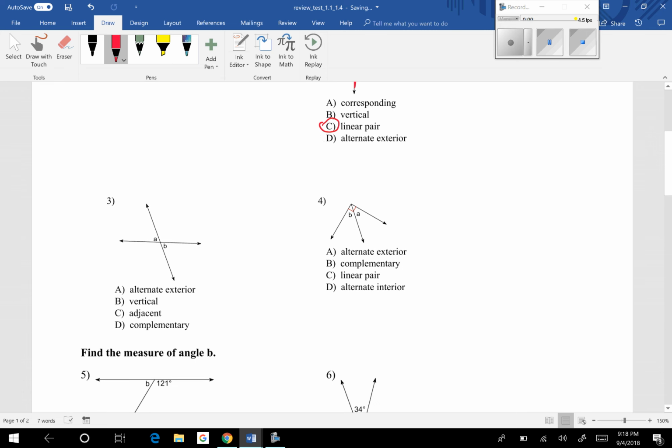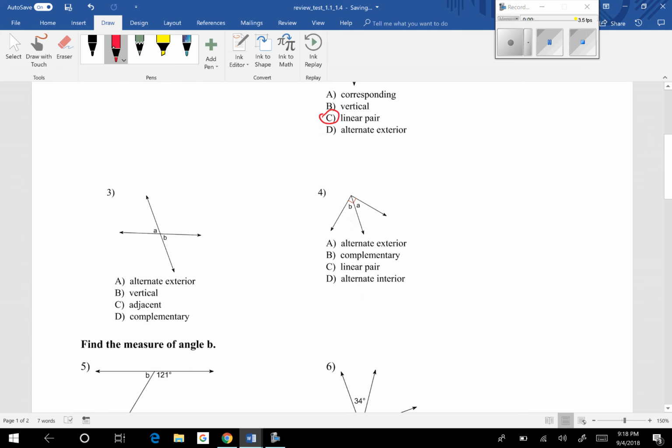Next question, number 4. You will notice here that angles B and A together, they create a right angle. Remember, this little box means a right angle. So A and B, they're adding together to make a right angle. That means they are complementary.